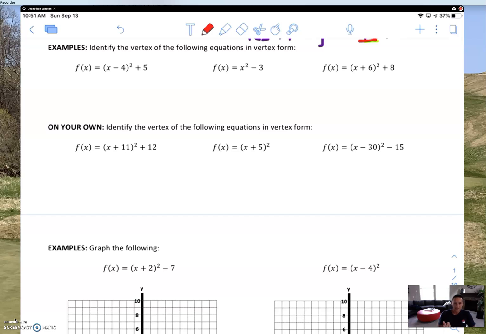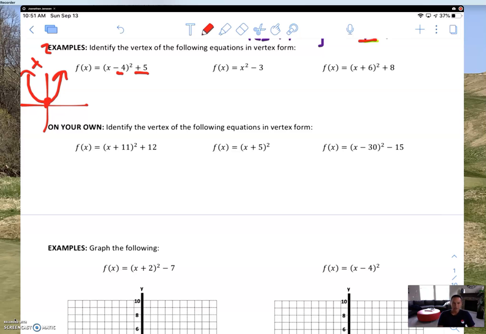So first thing we have to remember is everything is based off of the graph of x squared. And if you think of the graph of x squared, it's just a parabola that has a vertex located at 0, 0, right at the origin. But what this 4 and this 5 are doing to the graph is they're just going to be shifting the graph left and right, and they're going to be shifting the graph up and down.